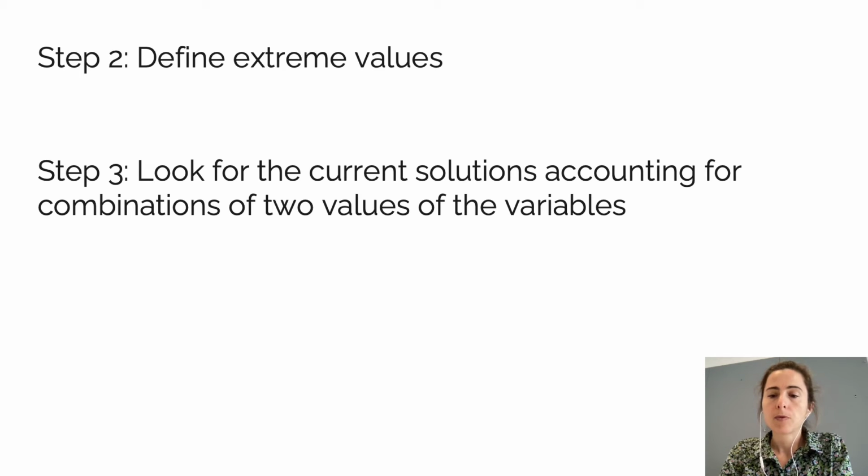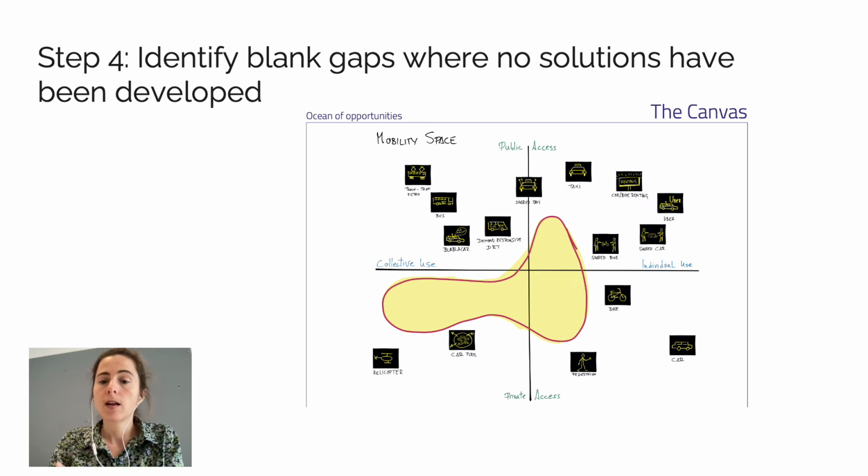Following on, step 3 will be to look for the current solutions which account for combinations of two values of the variables, and plot as many examples as you can picture. When you finish, what you get is a map of the full ocean of solutions in the dominant system. And it should look something like this, something like the image that you can see on the screen.